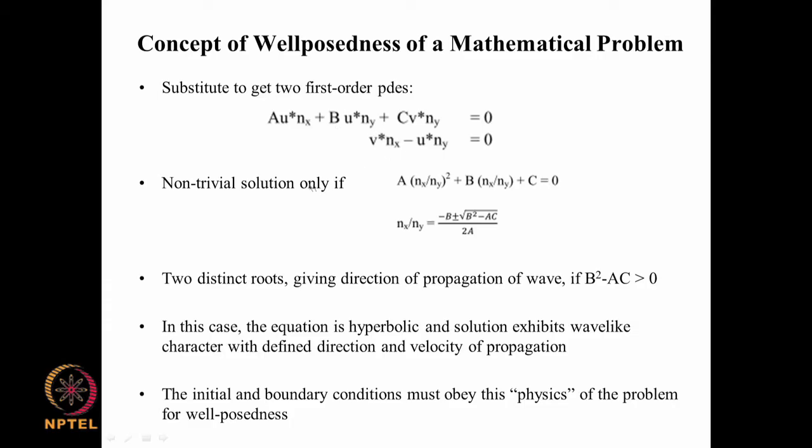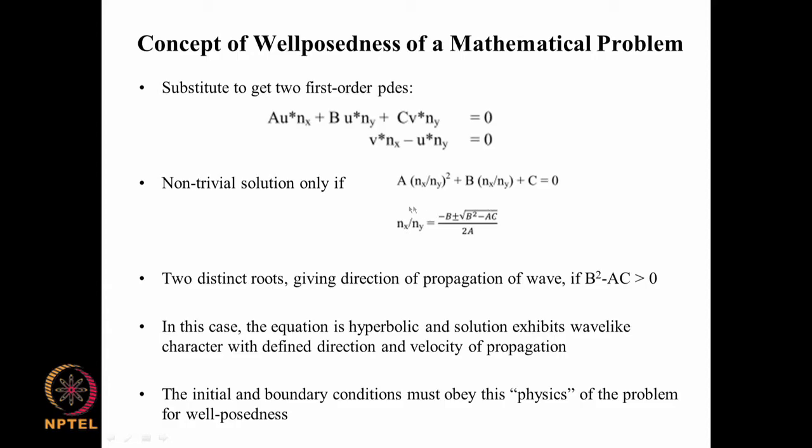a condition for the existence of a non-trivial solution. So we substitute that u and v into that, and then we do some manipulation, and then we get a condition for non-triviality of the wave type of solution. That is possible only if nx and ny, the direction cosines of the plane wave, satisfy this equation, and the direction cosines are given by minus b plus or minus the square root of b squared minus ac, divided by 2a. It is very familiar, we are just deriving it in a proper way.